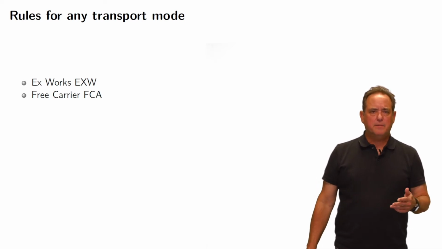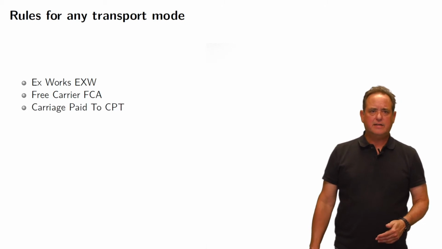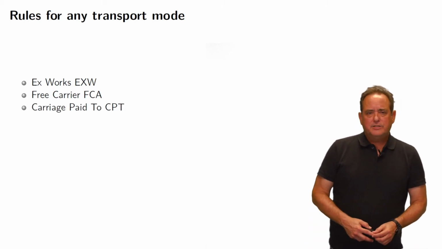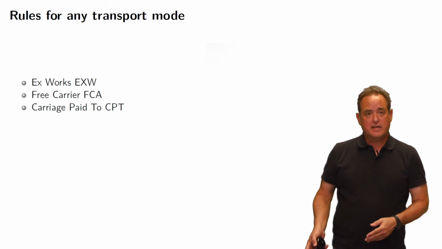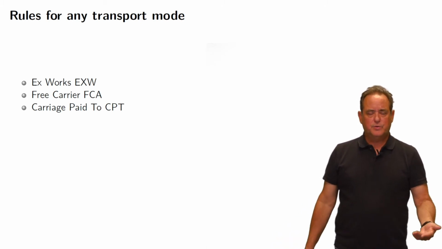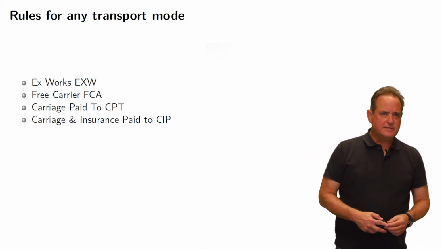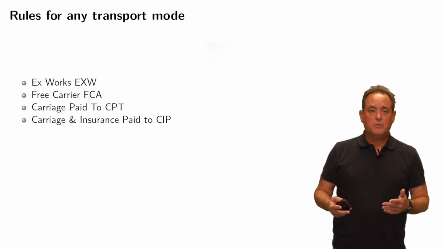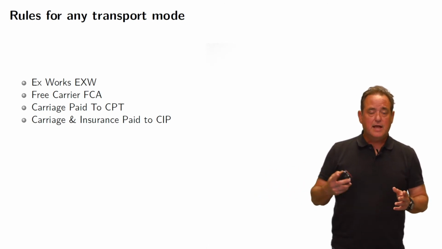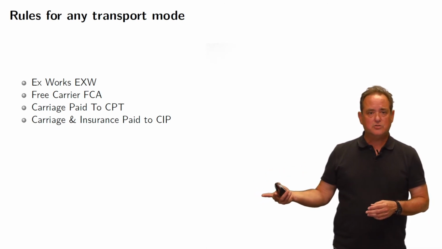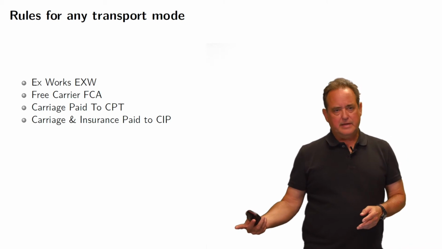FCA, free carrier, this means the goods, risk of loss pass when they're placed into the hands of the carrier. Carriage paid to, CPT, you don't need to know this one as well. Essentially, it means that the costs have been paid up to a specified place. Carriage and insurance, CIP, carriage and insurance paid. Generally what happens is the seller will agree to pay for the carriage of the goods, the shipment of the goods, and the carrier may agree to pay for insurance. However, risk of loss is borne by the buyer.